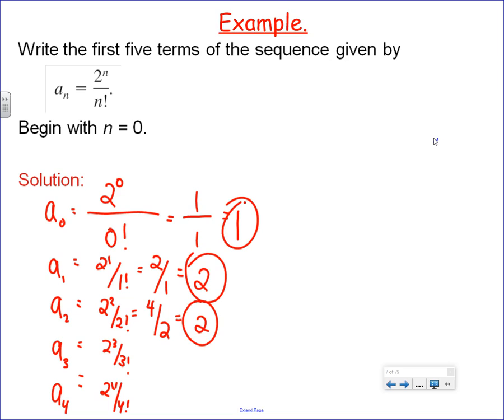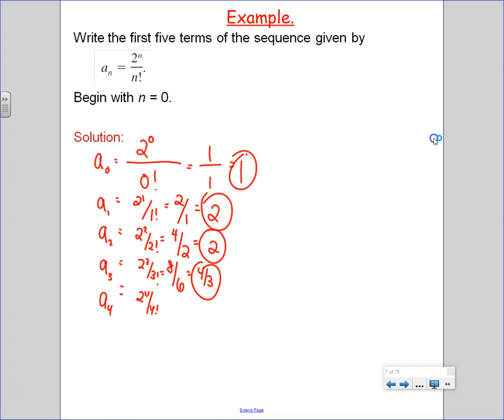What's 2 cubed? I'm going piece by piece. 8. Good. 3 factorial is 1 times 2 times 3, or 3 times 2 times 1, which would be 6. 8 over 6 reduces to be 4/3. This is a weird sequence, yeah? Like 1, 2, 2, 4 thirds? Ugh.